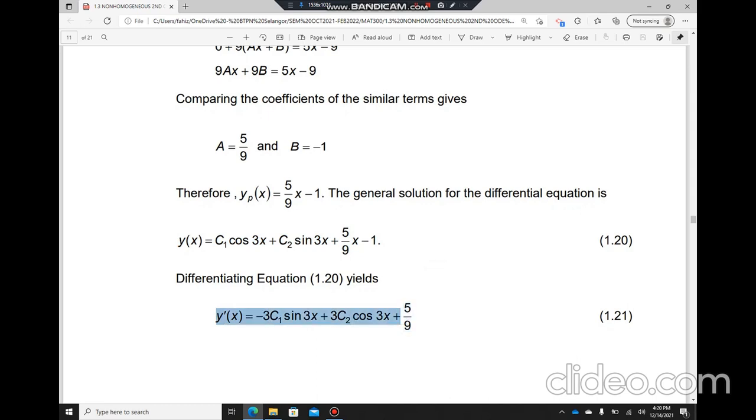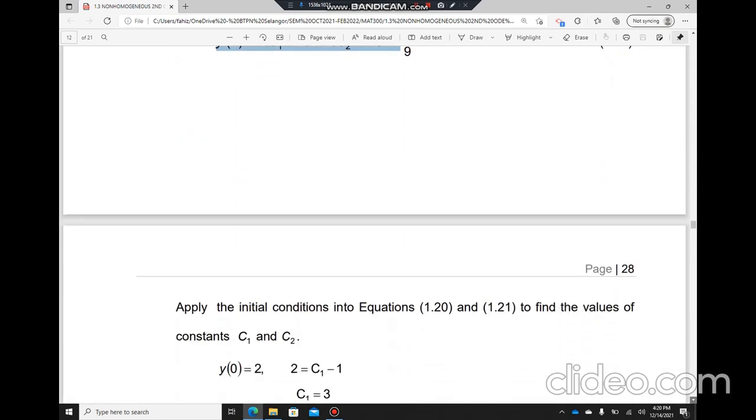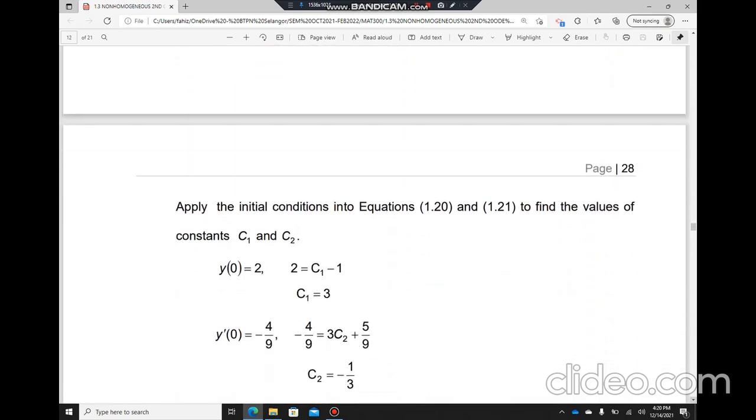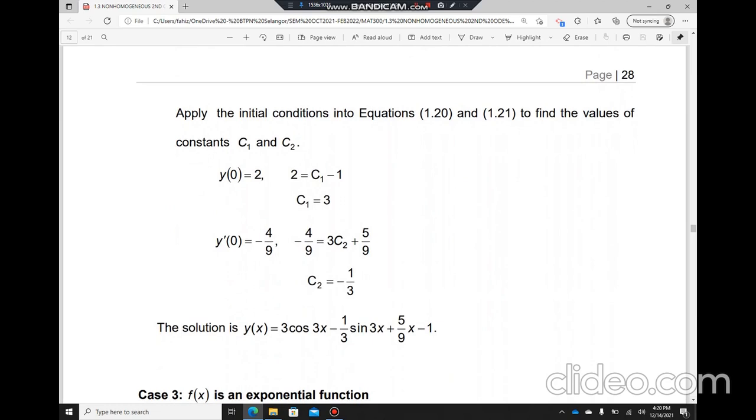Okay, so since you have these two equations which are 1.20 and 1.21, so we apply initial conditions into these equations to find the values of constant c1 and c2. Okay, so try to solve the equation here. So you get here C1 equals to 3 and C2 equals to negative 1 over 3. So masukkan balik dalam general solution. Ganti nilai C1, C1 kat sini tadi kan 3 and C2 negative 1 over 3.